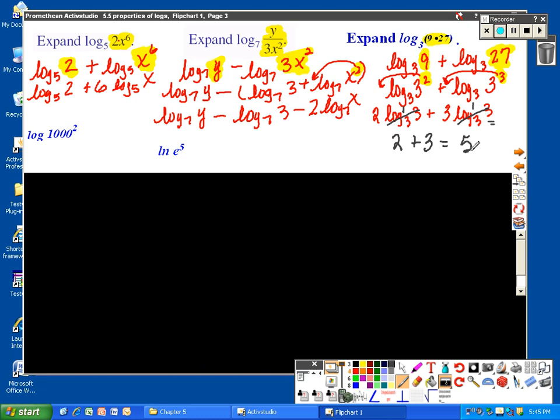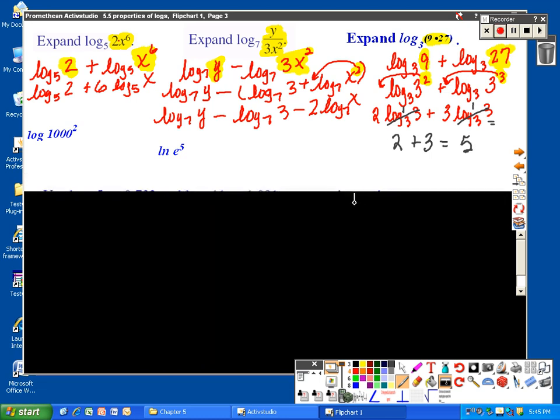Okay, let's try these couple that we got here. Log of 1,000 squared. First of all, what's my base here? Without any base, it's just a 10. That's my common log. So this is my power, which moves to the front. 2 times log base 10 of 1,000. Well, can you write 1,000 as a base 10? That would be 2 times log base 10 of 10 cubed.